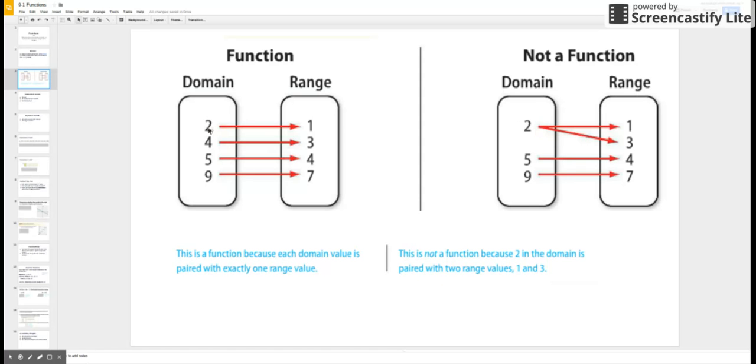Okay? So every input has only one output. Every input should have only one output. So this has two outputs. So this is an example that's not a function.